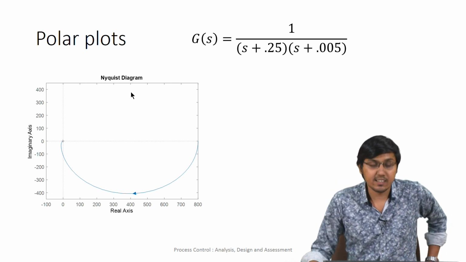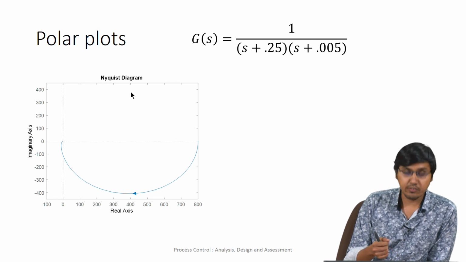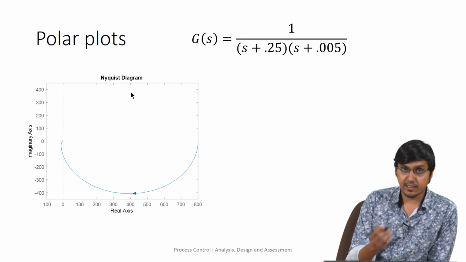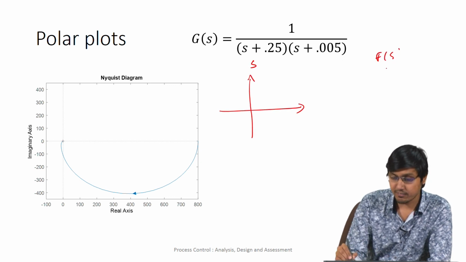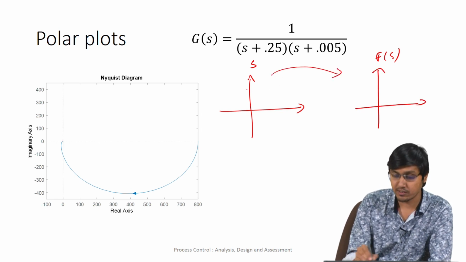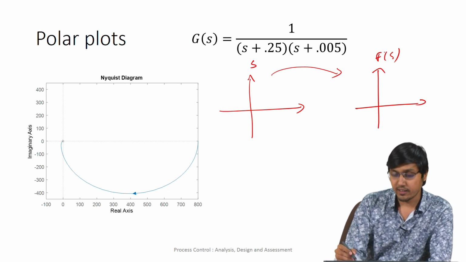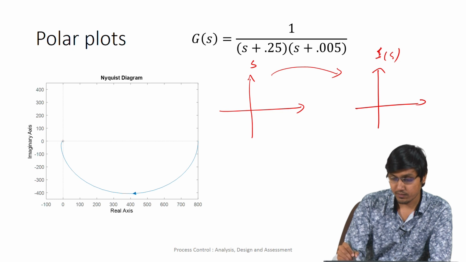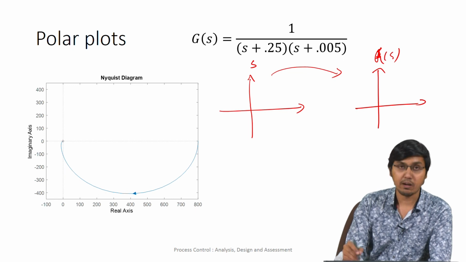Starting with what is the polar plot. If you can remember from the lecture sir has taken, we have the S plane and we have this G(s) plane, where we map every point in the S plane to the G(s) plane. So, basically we map this.